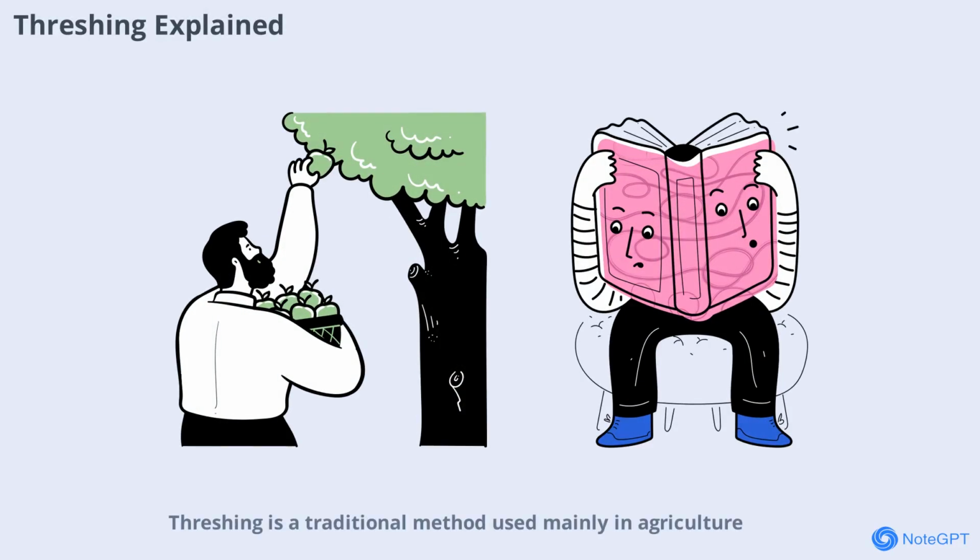Threshing is a traditional method used mainly in agriculture. It involves separating grains from stalks after harvesting crops like wheat or rice. Farmers beat the harvested plants to loosen the grains, which then fall off the stalks. Threshing can be done by hand, using animals, or with machines. This method is crucial for collecting edible grains and is an important step before further cleaning and processing.